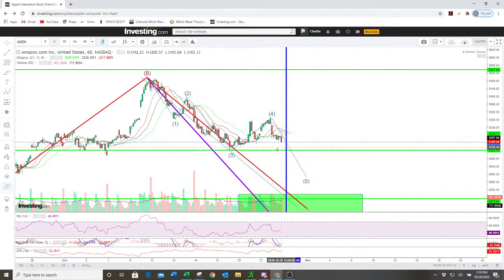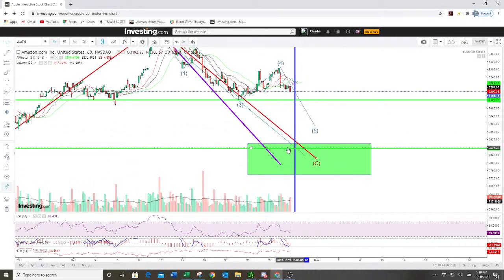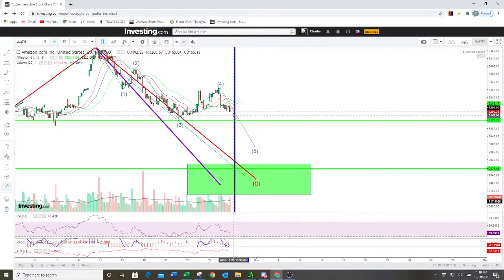I think if Amazon does dip below this 3,112 level, I think we see much more downside. I personally have it hitting this zone in the 2,900 to about 2,600 zone. This is my buy zone for long-term Amazon. If we do get a flash crash on Friday, that's going to present the biggest opportunity. That's why I've been telling you guys to save your pennies and get things going.